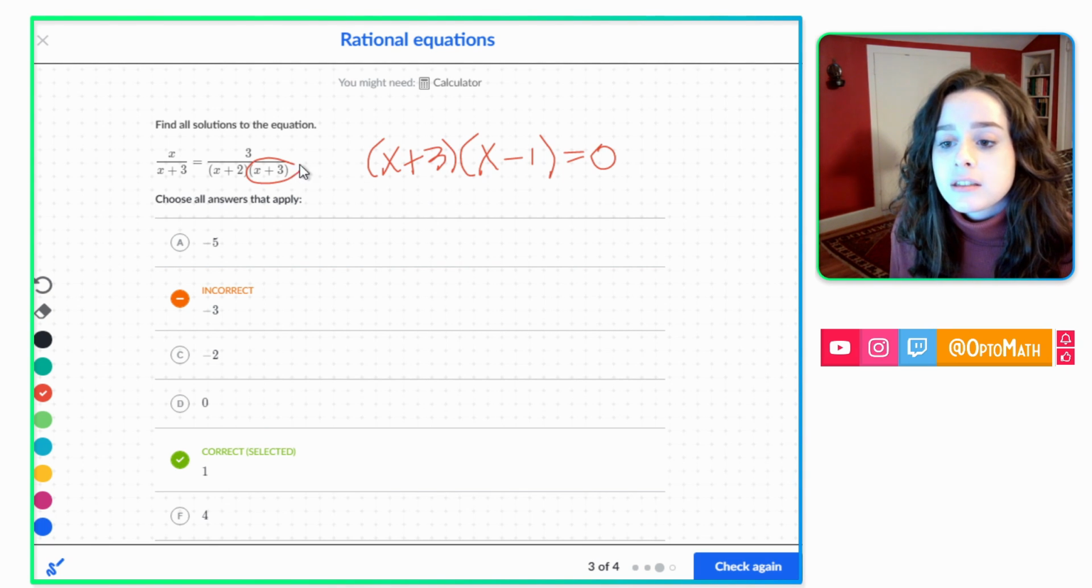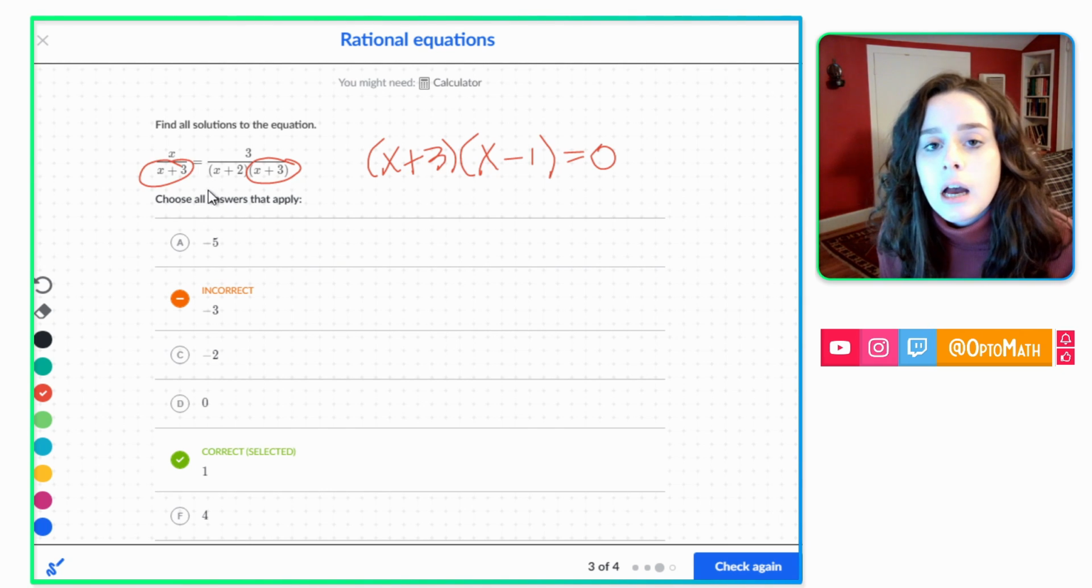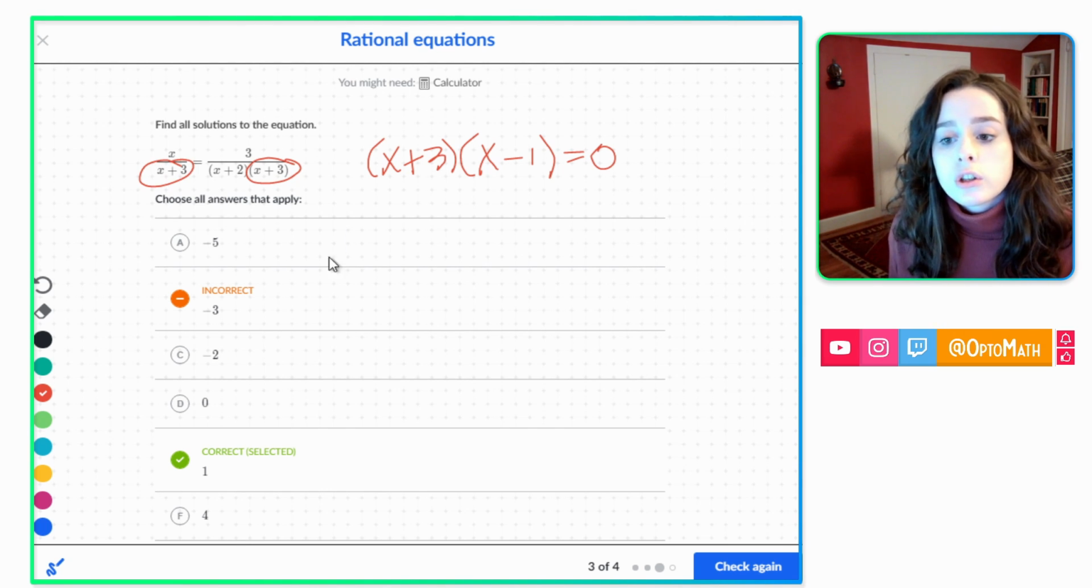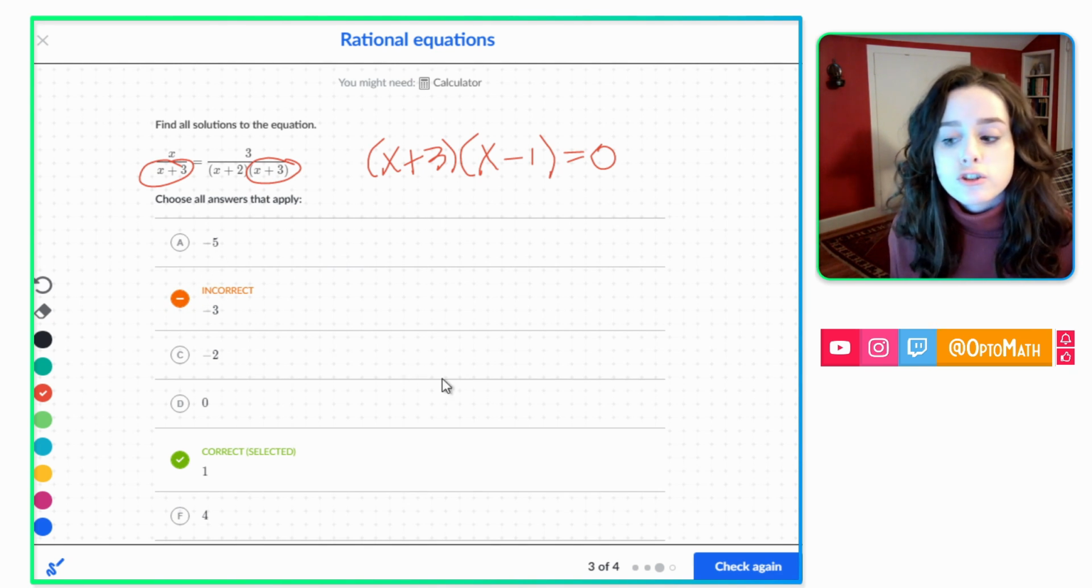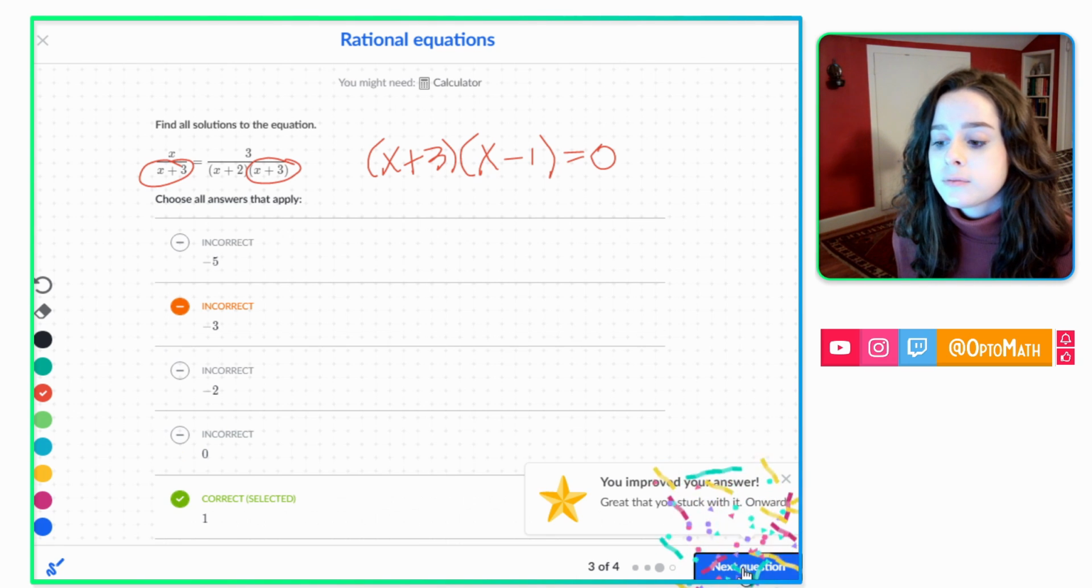We know that because of this right here. That's a factor of our denominator. We have to consider that any solutions we get can't apply if they're a restriction of our original equation in either of our rational expressions. Because -3 is a restriction, x cannot equal -3. That's why it does not apply as one of our answers. So we'll check now and we're good.